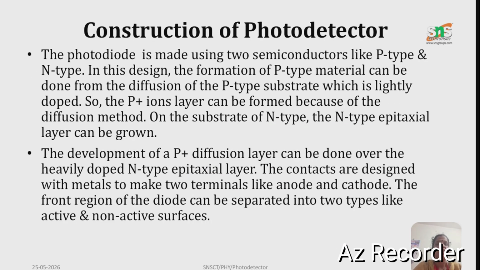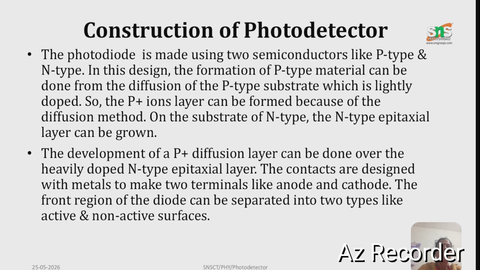So now we can see the construction of the photodetector. Two semiconductors, P-type and N-type, are used in this design. The P-type material can be formed from the diffusion of a slightly doped P-type substrate, and the P-ion layer can be formed by the diffusion method. On the N-type substrate, the N-type epitaxial layer can be grown. The development of the P-type material diffusion layer can be done over the heavily doped N-type epitaxial layer.